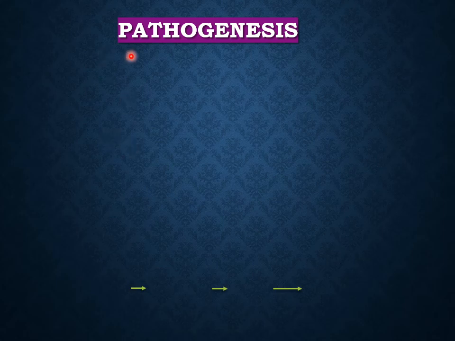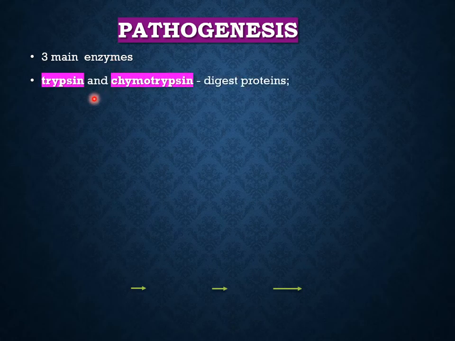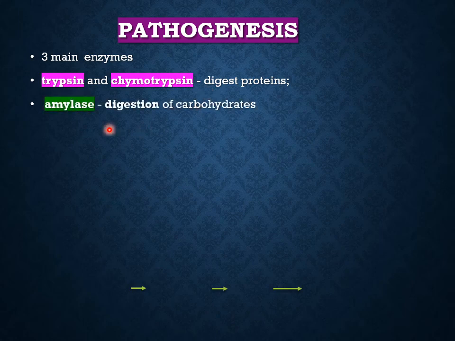Now we come to the pathogenesis of acute pancreatitis. There are three main enzymes, as you all know, that mainly come from the pancreas. The first one is trypsin and chymotrypsin, which are responsible for digestion of proteins. The second enzyme is amylase, which is predominantly for digestion of carbohydrates, and lipase, which breaks down fats. So these are the three main enzymes from the pancreas, and they are responsible for digestion of carbohydrates, fats, and proteins.